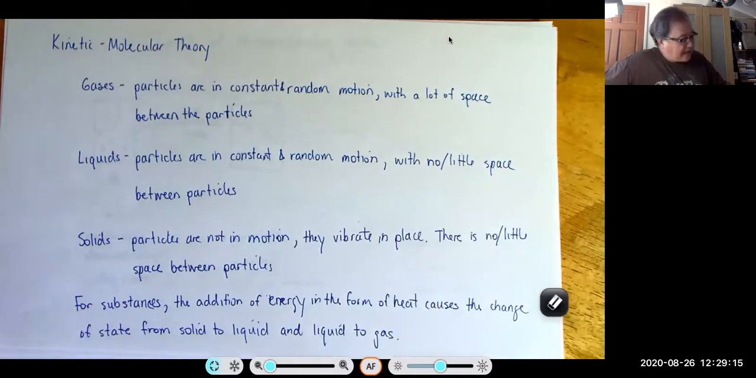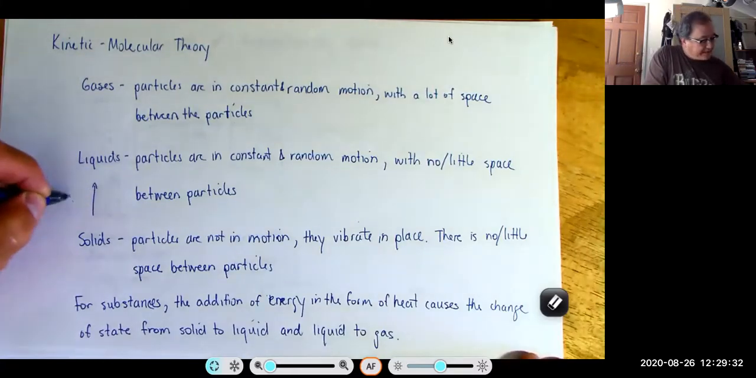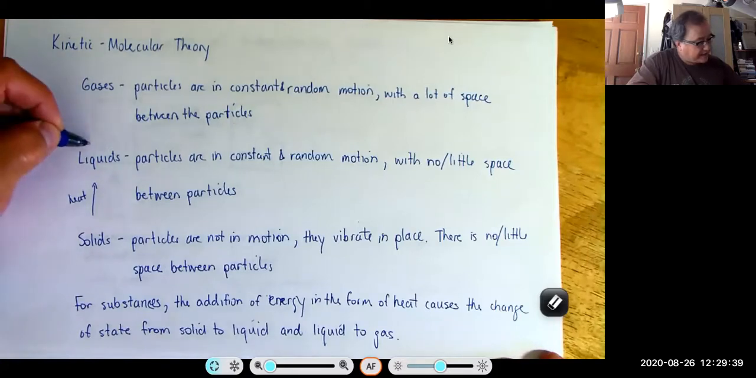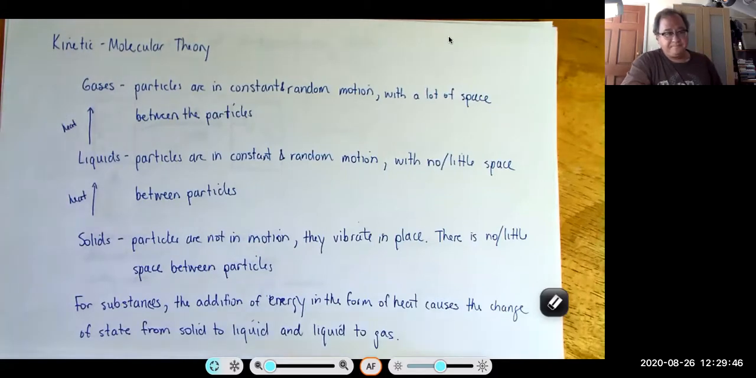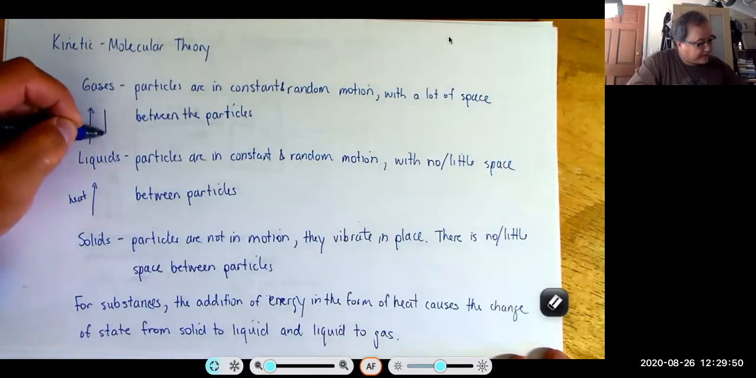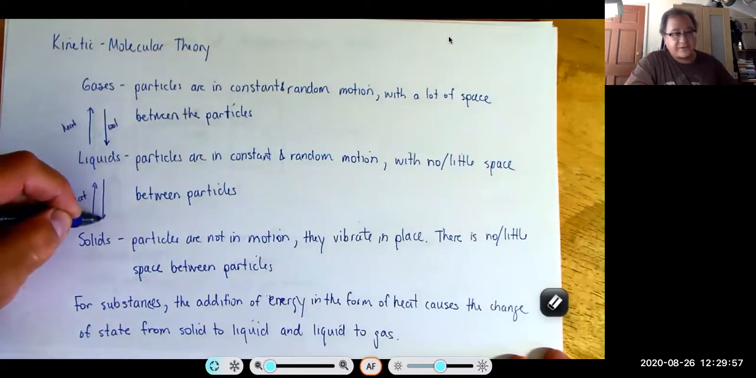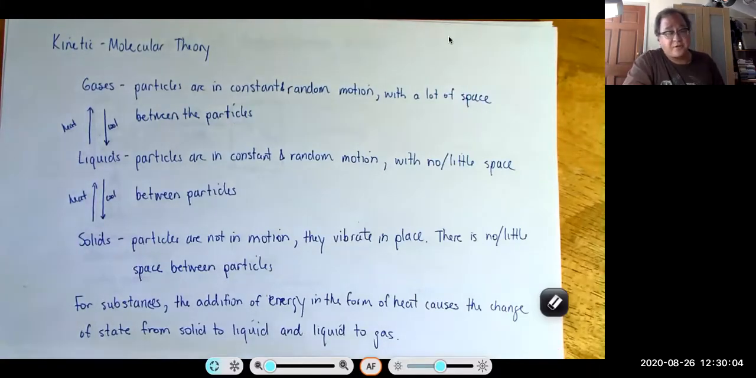All right. And then I added this at the end. For substances, the addition of energy in the form of heat causes the change of state from solid to liquid and liquid to gas. So if you want to go from a solid to a liquid, you heat the solid. Just think about ice. How do you get ice to melt? You heat it. How do you get water to turn into steam? You heat it. Okay? And the reverse is also true. How do you take steam and turn it into a liquid? You cool it. How do you take liquid and turn it into a solid? You cool it. So you actually have to take energy away. And you got to put it somewhere.